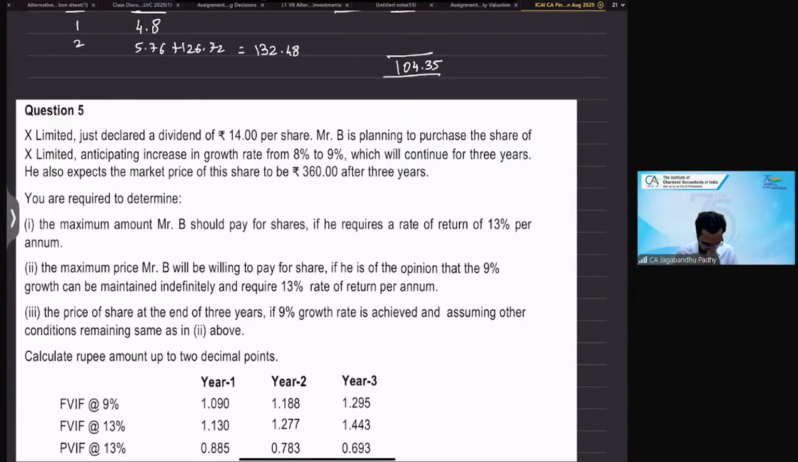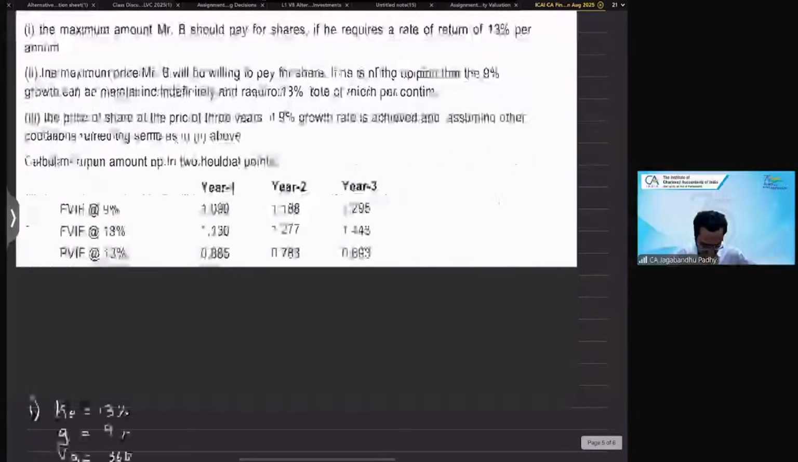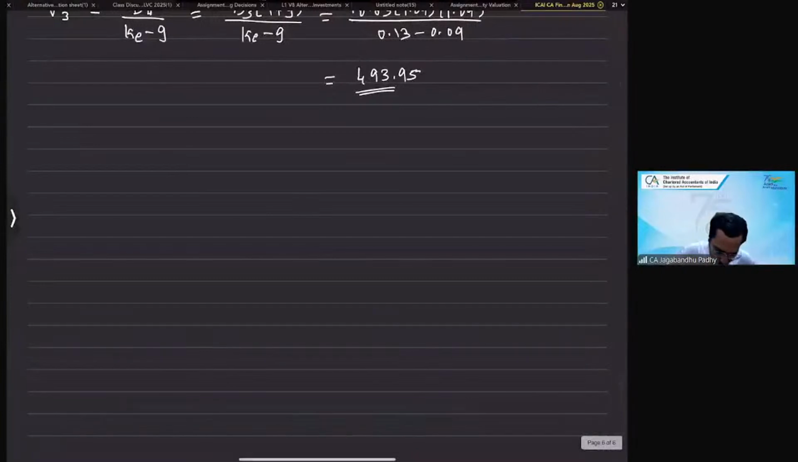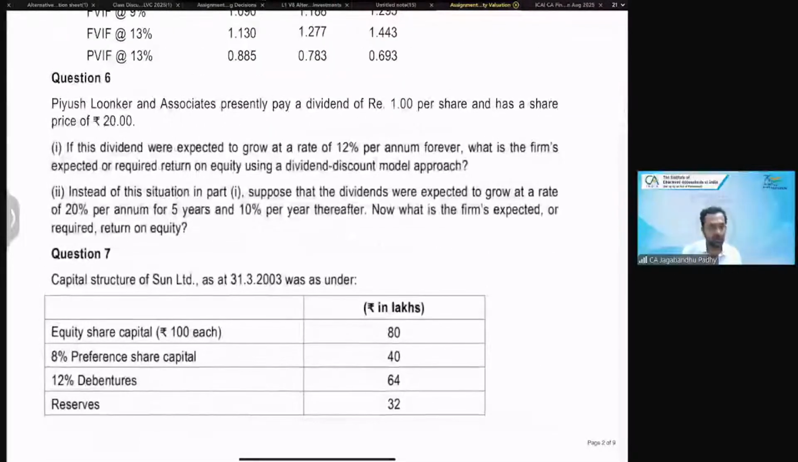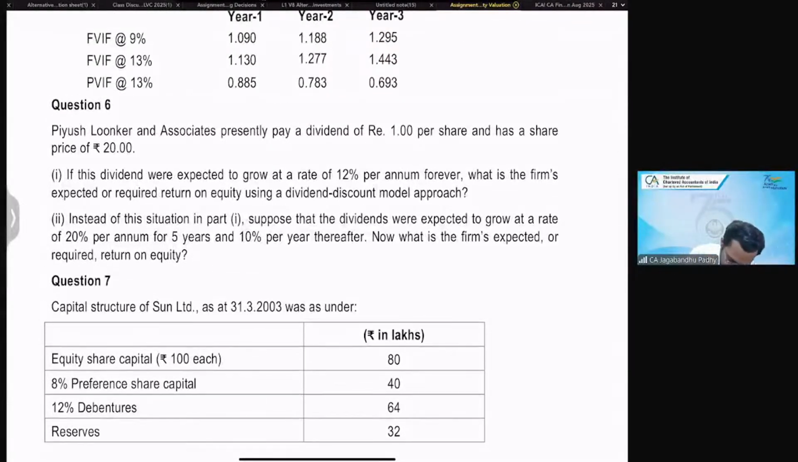Then we have question 5 is done. Okay. Let's go for the next one. This is question number 6 now.